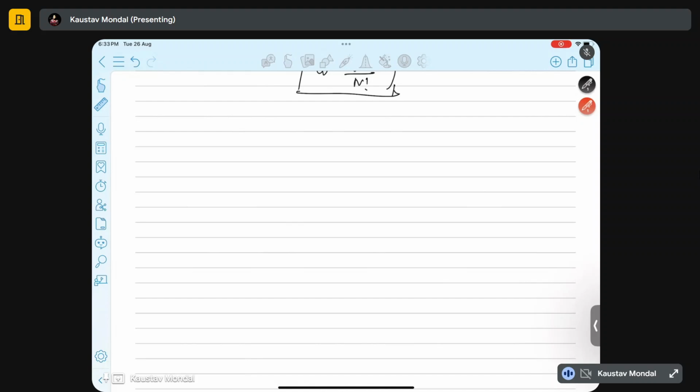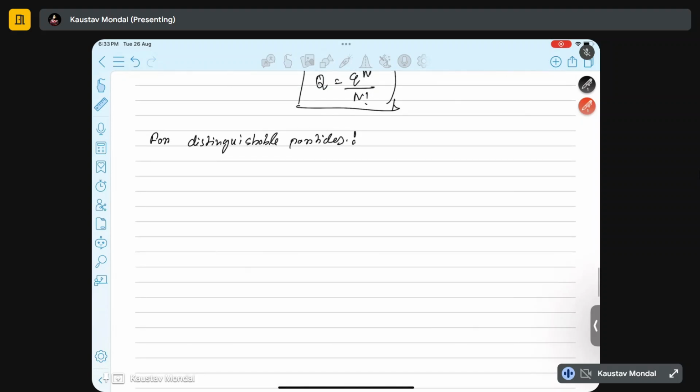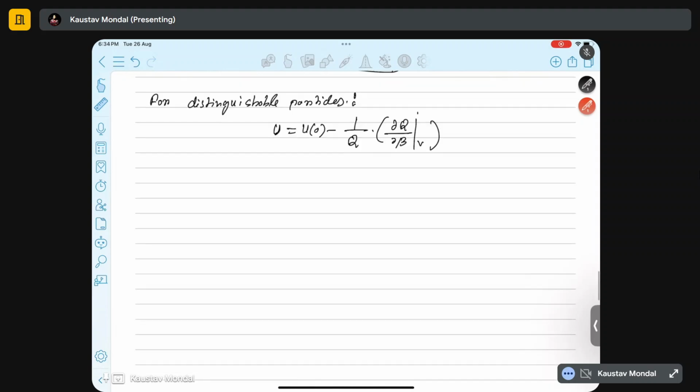So let's first consider the case for distinguishable particles. For distinguishable particles, we will first use the general expression of the internal energy for a canonical system. That looks like this: E equals U0 minus 1 by capital Q, del Q by del beta at constant volume. Now you can further simplify it like this.